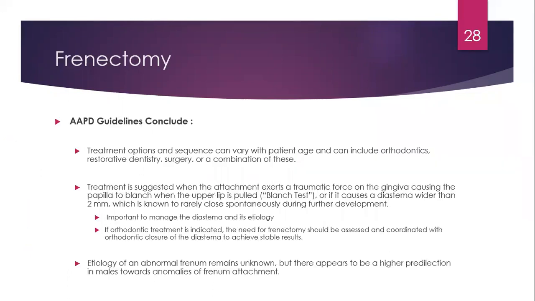And as far as guidelines go, I know this is a wordy slide, so I'll just point out the key things. The second point: treatment is suggested when the attachment exerts a traumatic force on the gingiva, causing the papilla to blanch when the upper lip is pulled. So you want to do a blanch test. Or if it causes a diastema wider than 2 millimeters, so the first picture that we saw was 6 millimeters, which is known to rarely close spontaneously during further development. So it's important to manage the diastema and its etiology. If orthodontic treatment is indicated, the need for frenectomy should be assessed and coordinated with orthodontic closure of the diastema to achieve stable results.